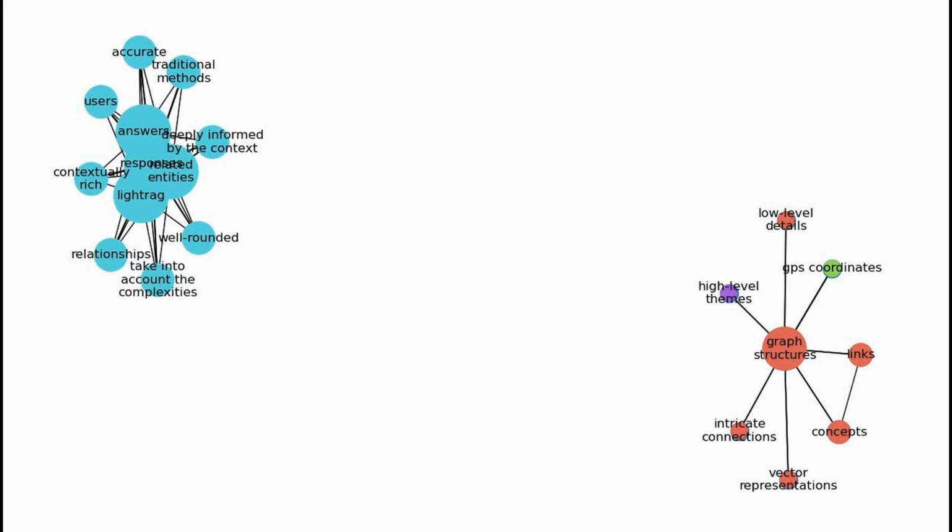The implications of this integration for generating contextually rich responses are significant. Since LightRAG can efficiently retrieve related entities and their relationship, it can provide answers that are not only accurate, but also deeply informed by the context of the question. This means that users receive responses that are well-rounded and take into account the complexities of the information involved, much like having a knowledgeable guide who understands both the details and the bigger picture. Overall, this synergy between graph structures and vector entities enhances LightRAG's ability to deliver coherent and contextually rich responses, addressing the needs of users more effectively than traditional methods.